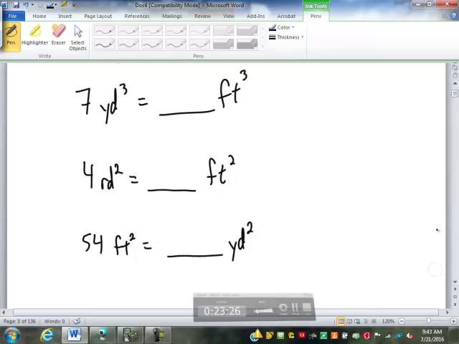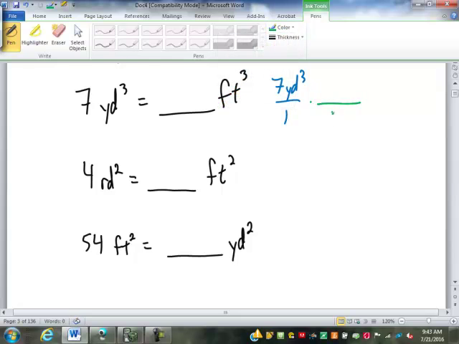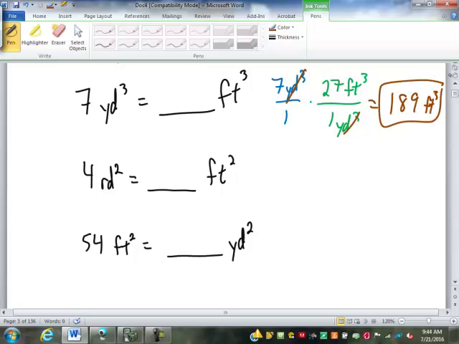So for the first one, cubic yards over 1. Put 1 cubic yard on bottom. How many cubic feet are in a cubic yard? Well, how many feet are in a yard? 3. What's 3 cubed? 27. There we go. So that's 7 times 27, or 189. Anybody get that one?